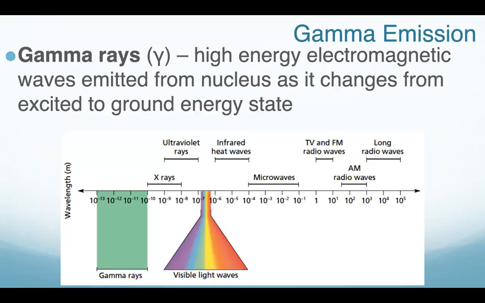Okay, and finally, we have gamma ray emission. Gamma rays are high energy electromagnetic waves that are emitted from the nucleus as it changes from an excited to a ground state.